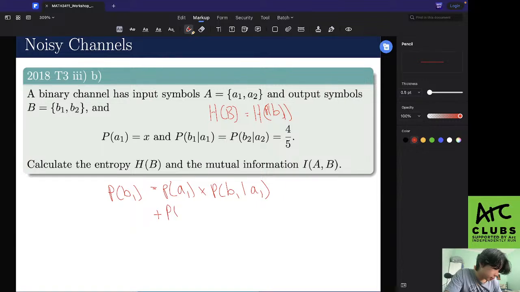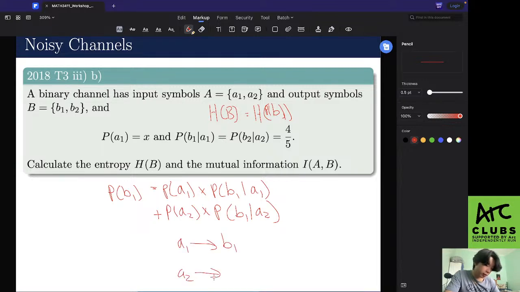Plus the probability we sent out an A2 multiplied by the probability of B1 given we sent out an A2. And the reason is because there's two ways we can get B1, right? We could send out an A1 and then receive a B1. Then we could send out an A2 and receive a B1. And what's the probability we send out an A2? What's the probability we get back a B1?